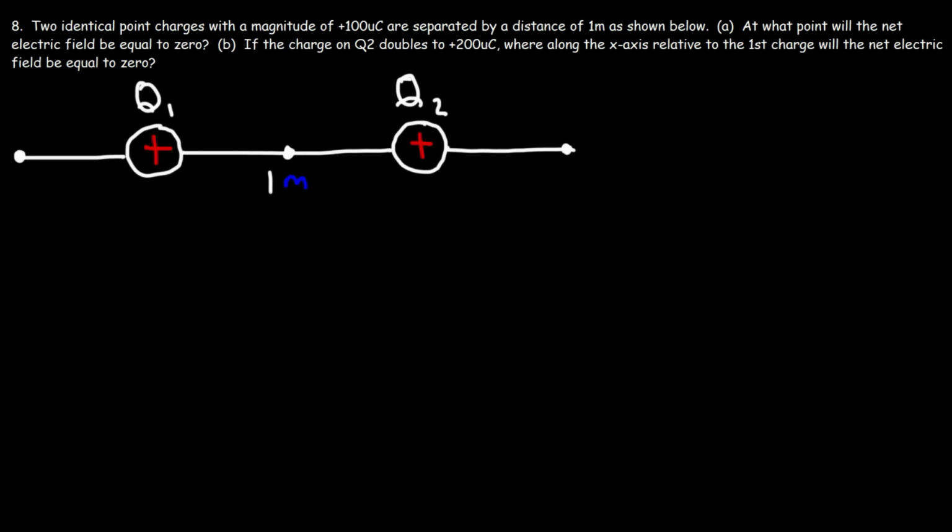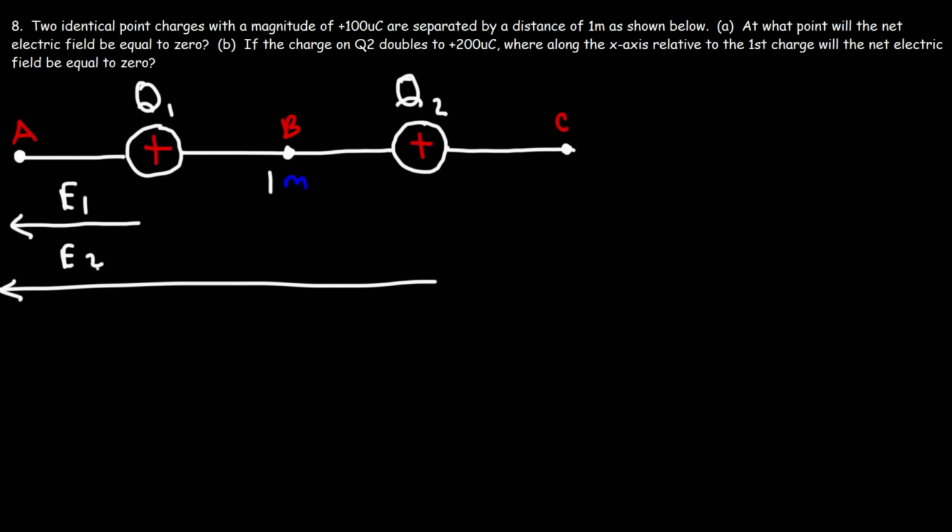The first point will be somewhere to the left, which we'll call point A. The second point will be somewhere in the middle between Q1 and Q2, likely the midpoint. And then C will be to the right. Now, to draw the electric field vector created by Q1, we need to draw a line from Q1 to point A. This is going to be E1. And for E2, we're going to draw it from Q2 to point A. So at point A, both electric fields are moving to the left. So there's going to be a net electric field at point A. It's not going to be 0.